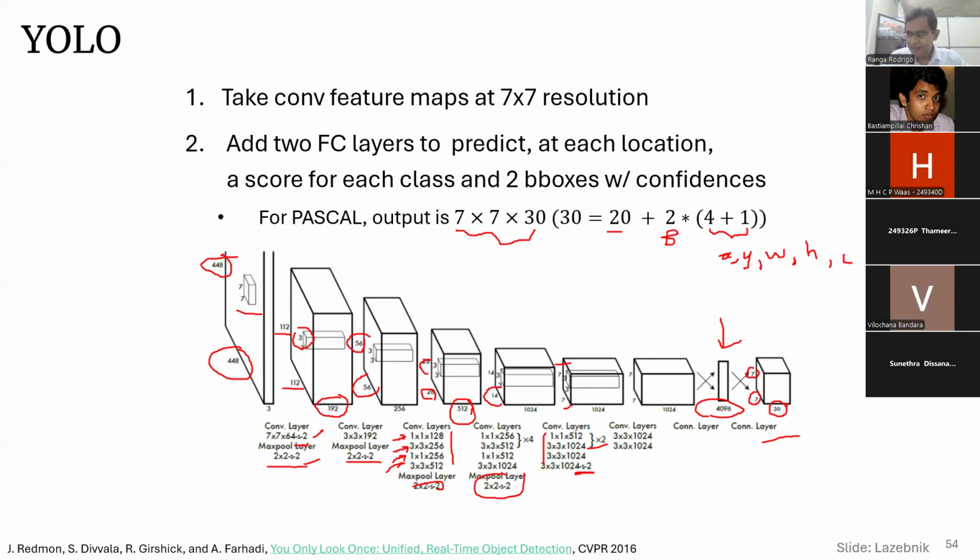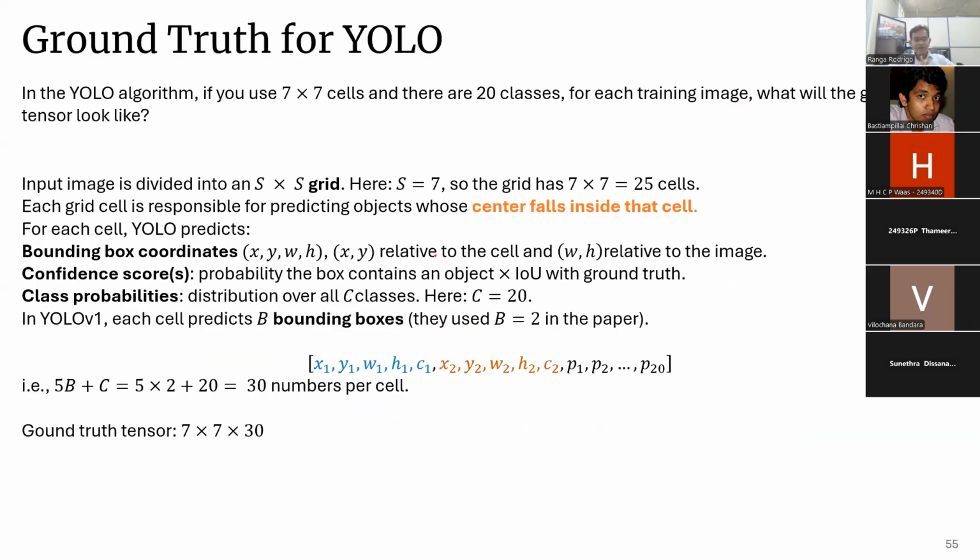Yeah. So if you have any questions, as usual, please do not hesitate to ask. It's a very important detector, as you know. Okay, now let's look at the ground truth that must be there for YOLO. So I think this will once again reinforce what you already know. I think you already know this now. In YOLO algorithm, if you use 7 by 7 cells and there are 20 classes for each training image, what will the ground truth tensor look like?